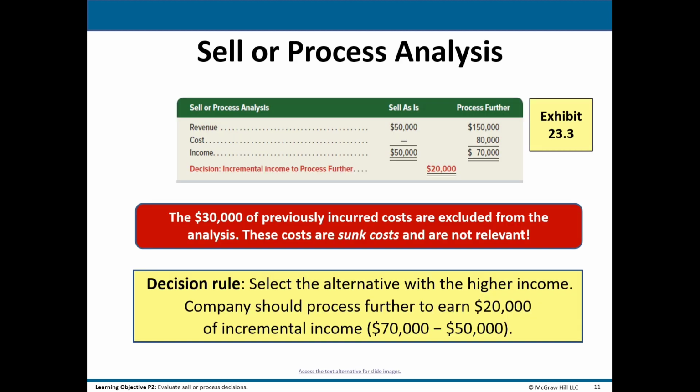On this slide, Exhibit 23.3 shows the sell or process analysis. So the income of $70,000 from the processing further is greater than the income of $50,000 from selling as is. The company should process further and earn $20,000 of incremental income. That's the $70,000 minus the $50,000. The $30,000 of previously incurred harvesting costs are excluded from the analysis. And that's because, remember, those are sunk costs, so therefore they're not relevant to the decision. We've already spent it, we can't change it now. The decision rule here is select the action with the higher income, so they will process further and earn that additional $20,000 incremental income.